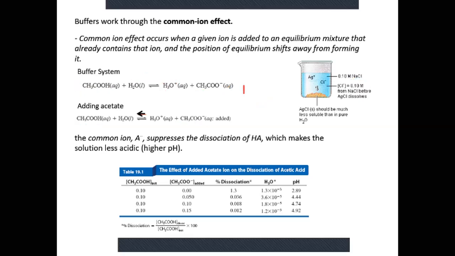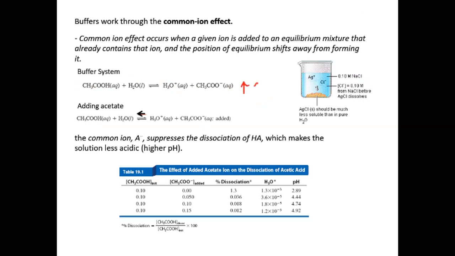Now, if we add, for example, hydroxide, if we add a strong base to a buffer, a strong base is going to react with H3O plus, decreasing its concentration. And then since you're removing a product, the equilibrium is going to shift to the right to make more product. So this is going to increase. The amount of weak base increases, the amount of weak acid decreases. And that's how a buffer works with strong acid and bases.